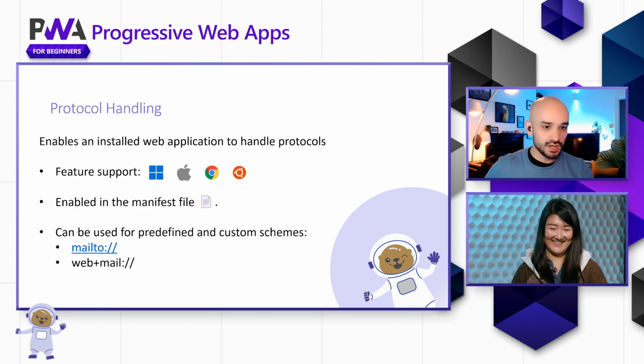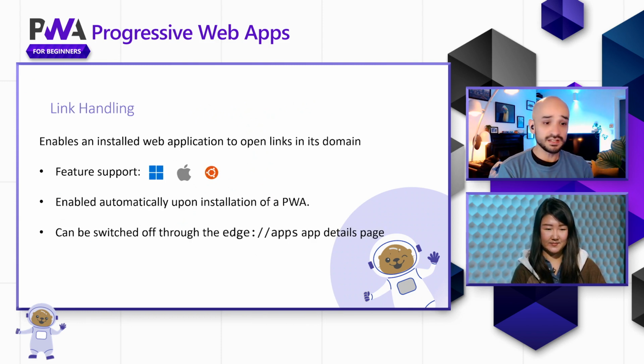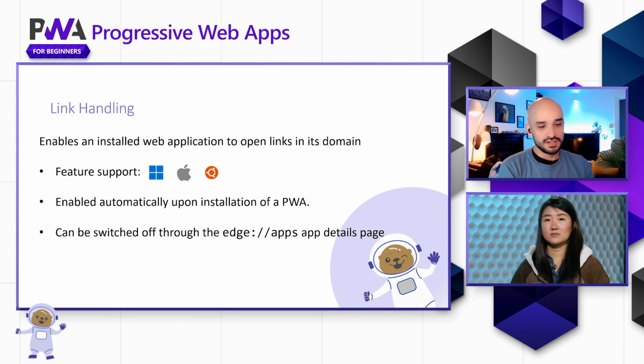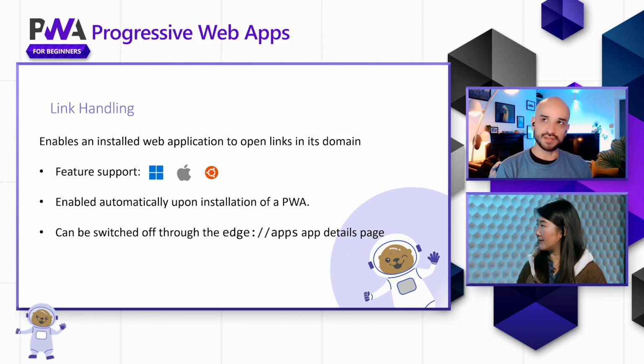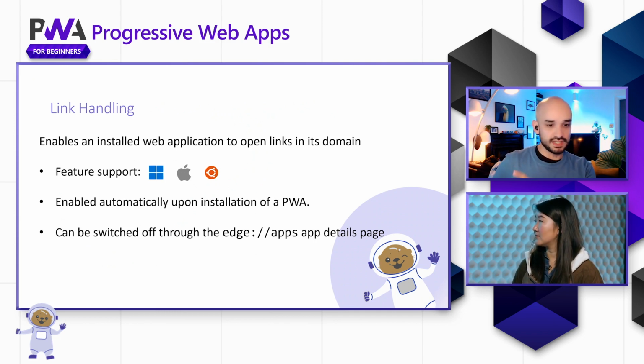Exactly. Going on in a similar vein, we have link handling. Links and protocols are related, but when we're talking about links, it's more the traditional type of URL that we find. Once you install the PWA, it enables the installed web application to open links that are within its scope. If you install, let's say, Twitter, which would be a good example, and then someone goes on an instant messaging client and sends you a Twitter link, the PWA for Twitter is the one that is going to appear. This is enabled automatically upon installation, but the user can switch it off by going on Edge apps in the details page. There's a little toggle that you would turn on or off.